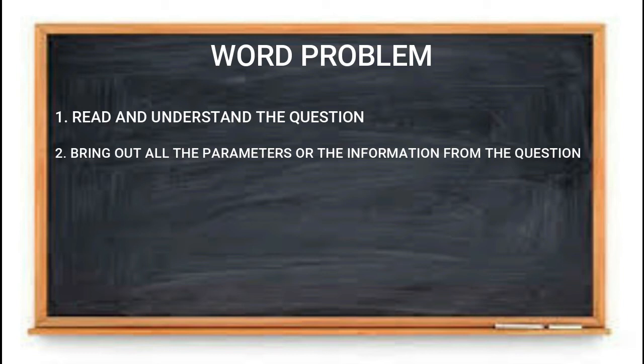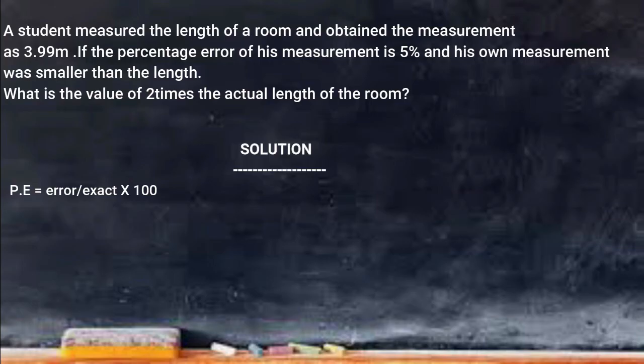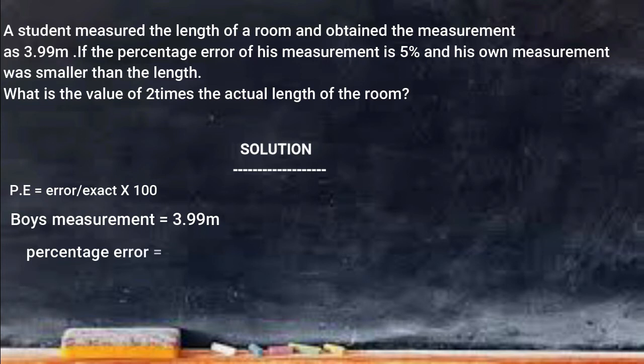Let's go back to the question and apply this tip by bringing out the important values needed to arrive at the right answer. Now, looking at this, we have to bring out the boy's measurement, and from the question you see that it is 3.99 meters. Also, you have to bring out the percentage error value, and from the question you also see that it is 5%. Then also, don't forget from the question that the boy's measurement is smaller than the actual length.